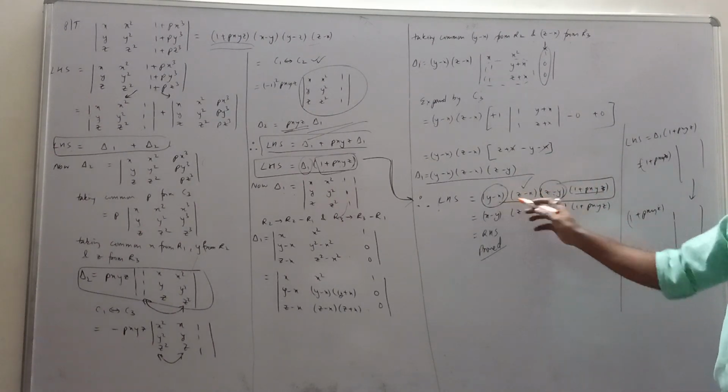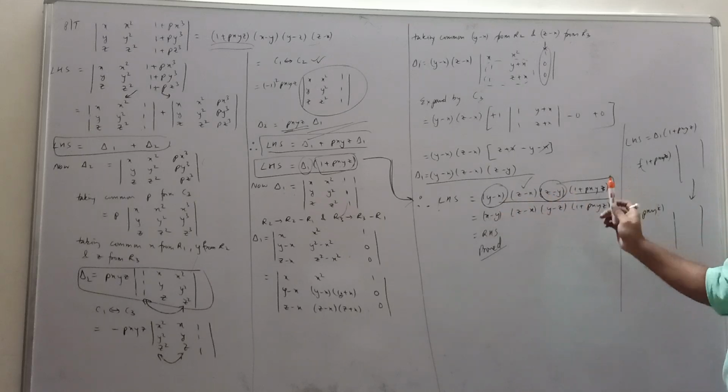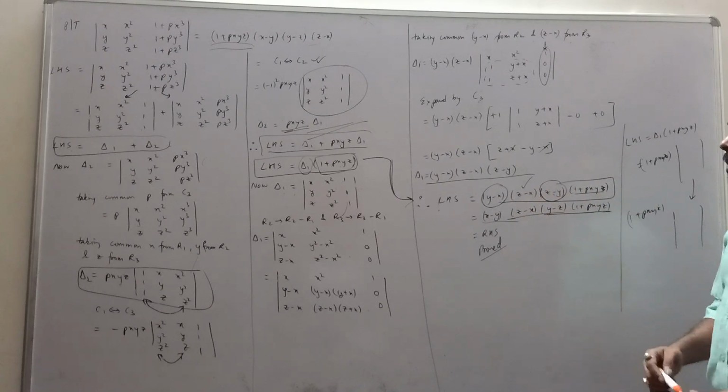So 2 terms are opposite. Fine. 2 terms opposite, take a minus from here, minus 1 from here. Minus 2 times minus 1 becomes positive. And we have written the whole thing again. Just reverse the thing.